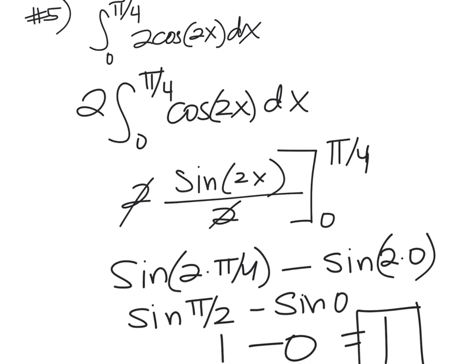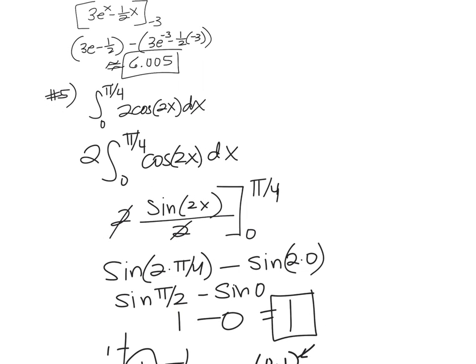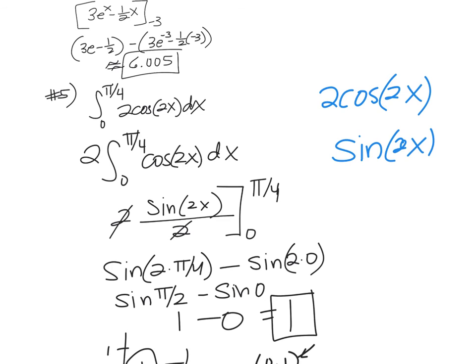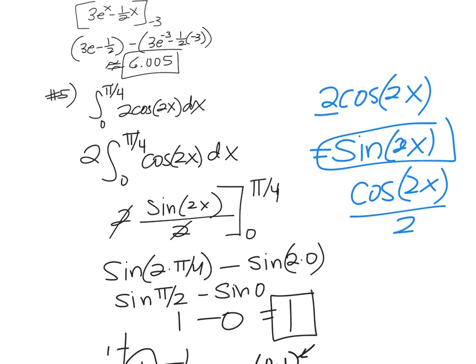The antiderivative is actually sine 2x. So if you have 2 cosine of 2x, and I'm trying to find the antiderivative, if I do sine of 2x and take the derivative of this, I would get cosine of 2x times 2. So the 2's right there already for you. So then it's just sine of 2x. If I take the derivative of the sine of 2x, it would be 2 cosine 2x.